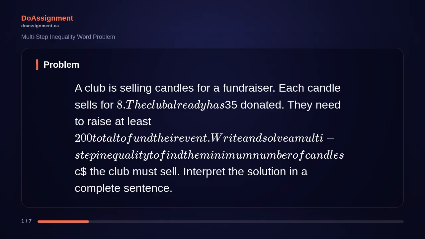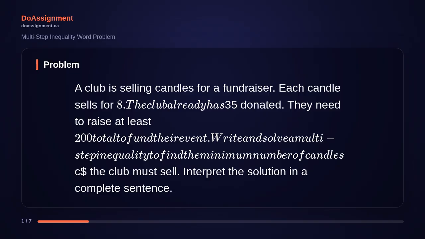A club is selling candles for a fundraiser. Each candle sells for $8. The club already has $35 donated. They need to raise at least $200 total to fund their event. Write and solve a multi-step inequality to find the minimum number of candles C the club must sell. Interpret the solution in a complete sentence.